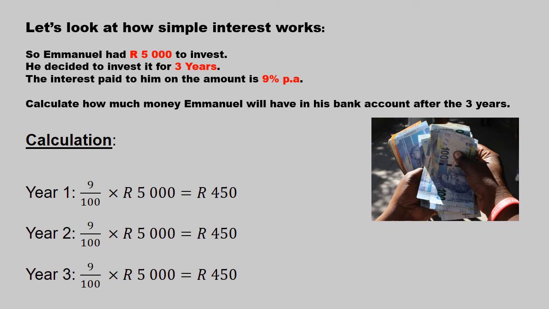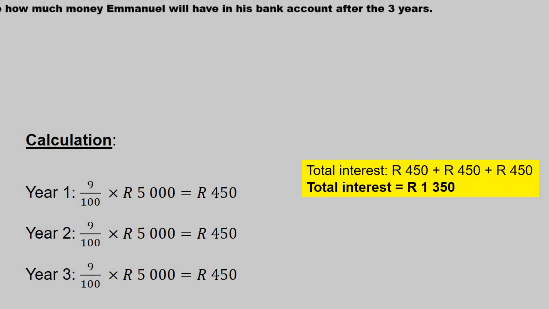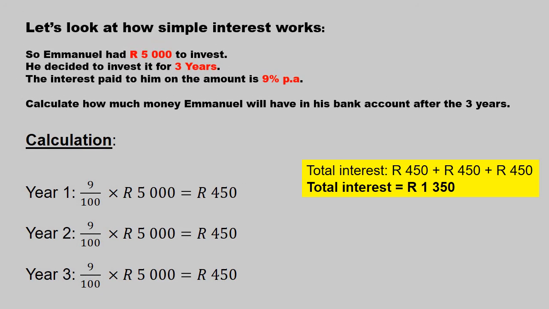So for every year, you can see here that Emmanuel earned or received 450 rand over and above his 5,000 rand that he invested initially. So how do we work out how much interest he earned for the whole 3 years? And you guessed it. All right, so for the total interest, you add the 3 amounts that he got at the end of every year together. So 450 plus another 450 plus another 450. So the total interest earned was 1,350.